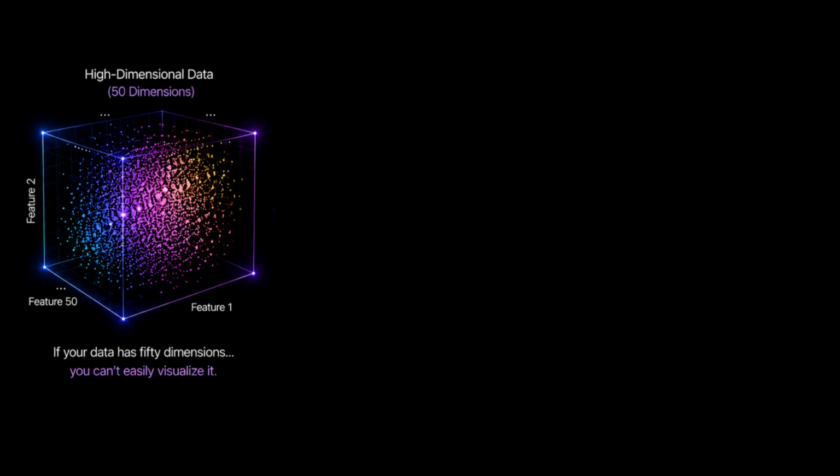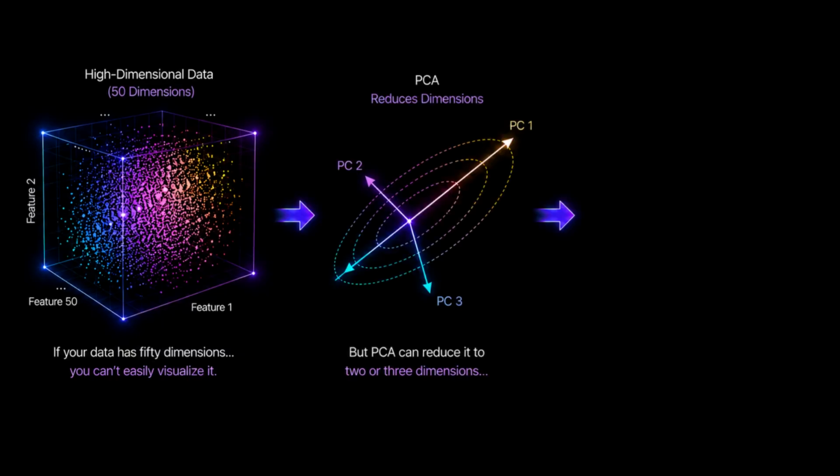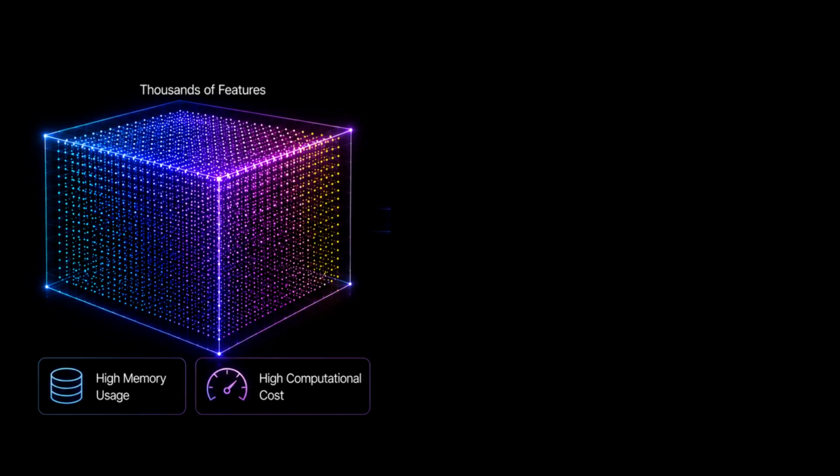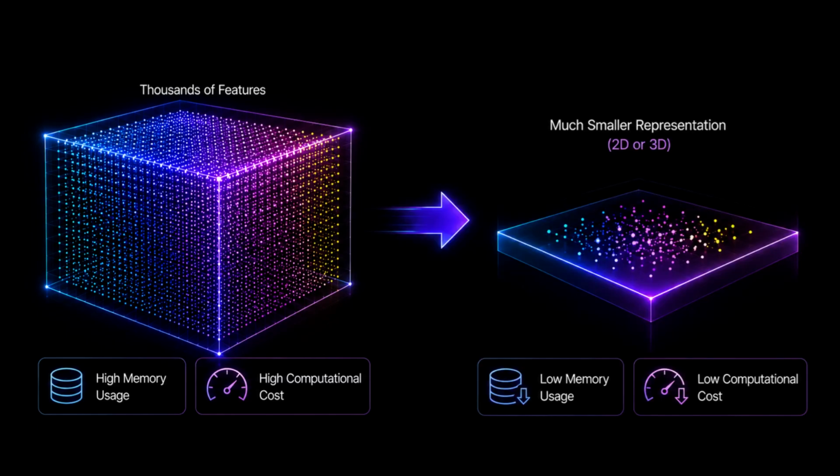If your data has 50 dimensions, you can't easily visualize it. But PCA can reduce it to 2 or 3 dimensions, so you can actually see its structure. It can also reduce memory and computation by replacing thousands of features with a much smaller representation.